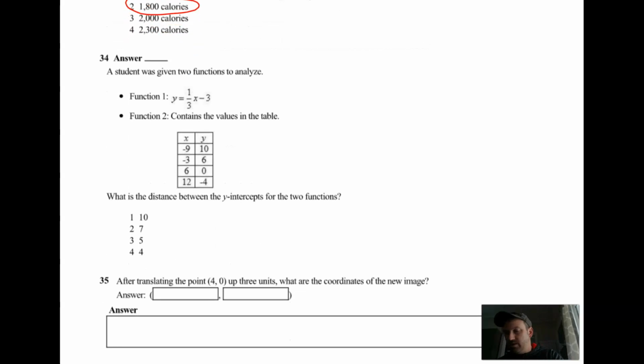Okay, 34. A student was given 2 functions to analyze. Function 1 is y equals 1/3 x minus 3. And function 2 is that table. What's the distance between the y-intercepts? First of all, the y-intercept for this one should be very, very easy. b equals -3.